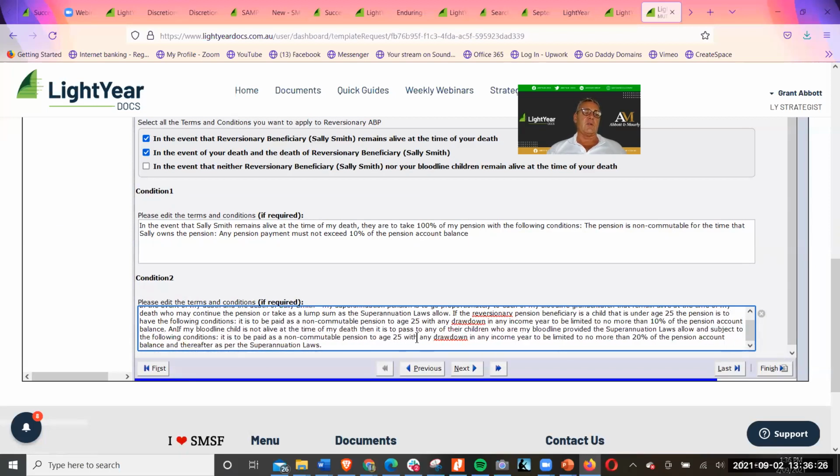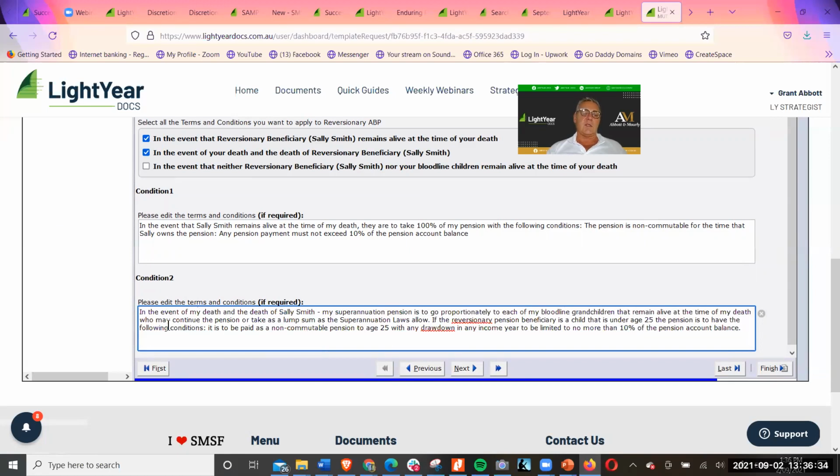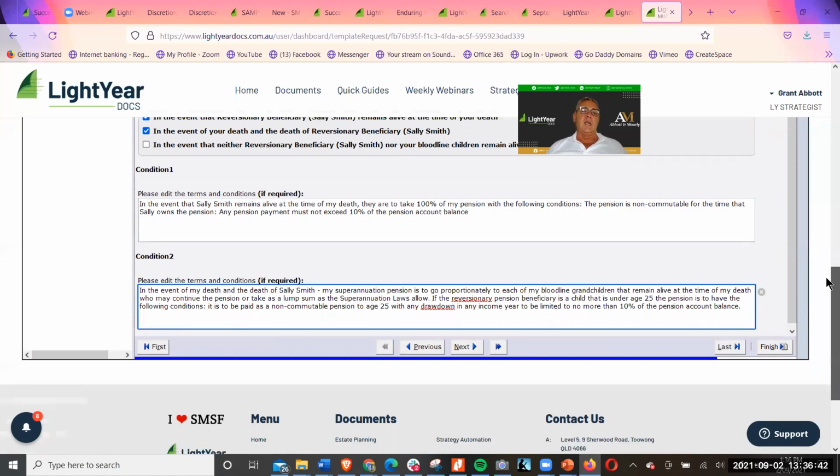Billy and Bob are grandchildren. Now, if my bloodline child is not alive, I don't need to do that. So essentially, if I do that, that's what I could go. But having a look at this, I'm feeling it's probably a good idea to put in some terms and conditions. But this is a good one.